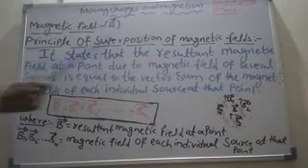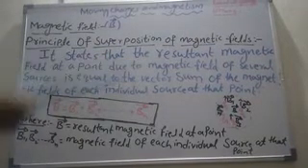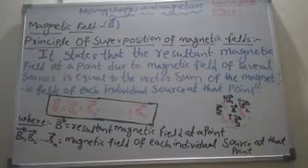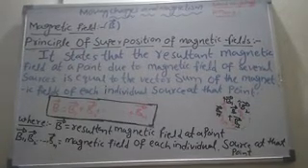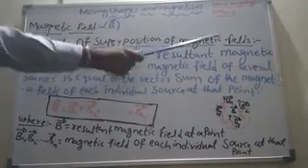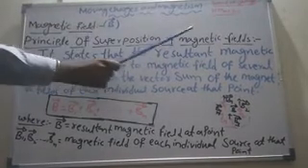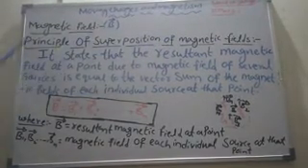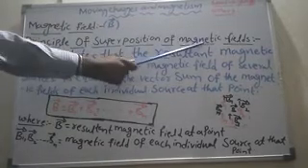Electric field is a vector quantity, and electric force is a vector quantity, so those followed the superposition principle. Here also, magnetic field is a vector quantity, and this magnetic field also follows the principle of superposition. I hope you understood the principle of superposition of magnetic field, right?